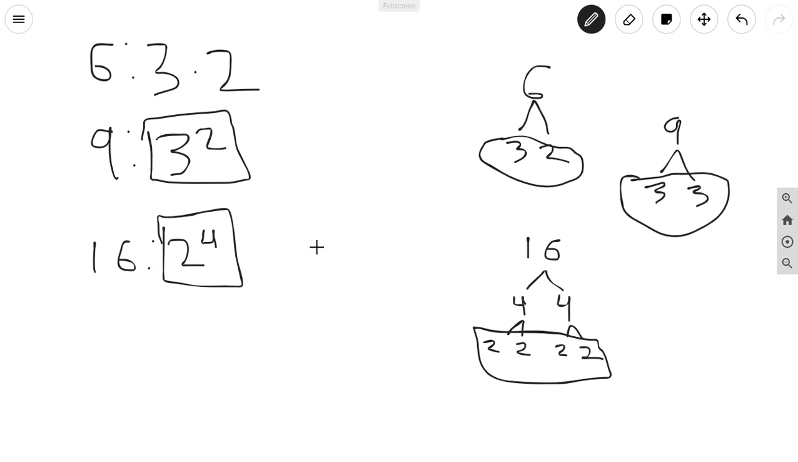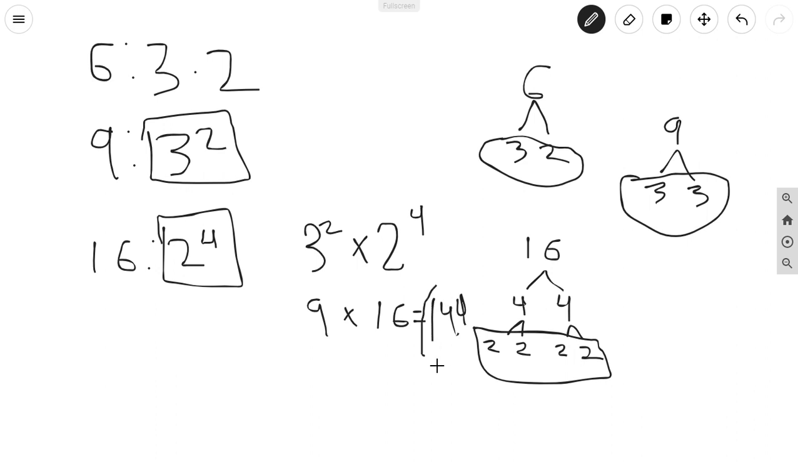So we have 3 squared multiplied by 2 to the 4th. So that's just going to be 9 times 16. And that gets us 9 times 10 is 90, 9 times 6 is 54, 144. Right? So our least common multiple between all these three numbers is 144.